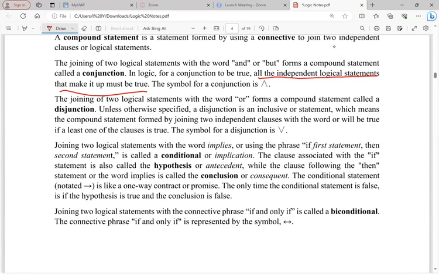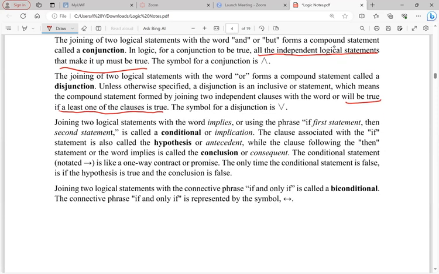The joining of two logical statements with the word or forms a compound statement called a disjunction. Unless otherwise specified, a disjunction is an inclusive or statement, which means the compound statement formed by joining two independent clauses with the word or will be true if at least one of the clauses is true. The symbol for this disjunction looks kind of like a V, which is upside down of the symbol for and.